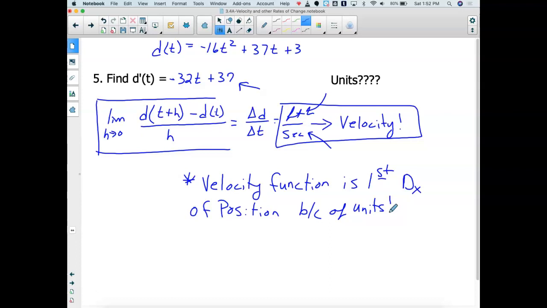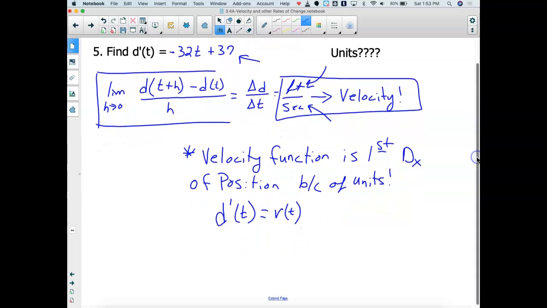It gives me, number one, a direction I'm traveling, and how quickly, it's telling me how quickly I'm traveling. It's giving me my speed, but am I going forward or backwards? It's giving me both of those at the same time. So that means the derivative of position is my velocity function, okay?